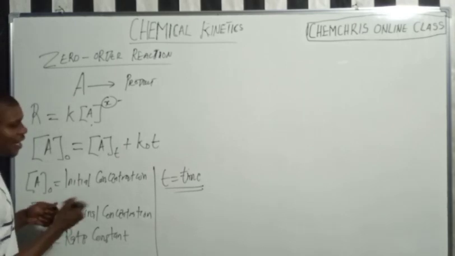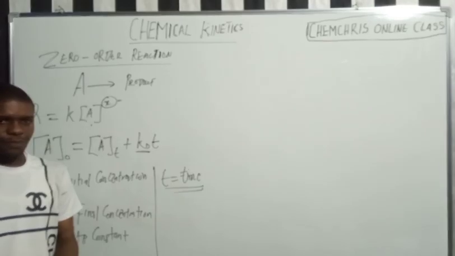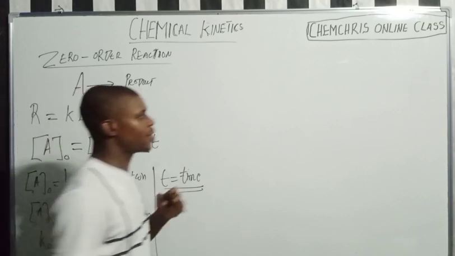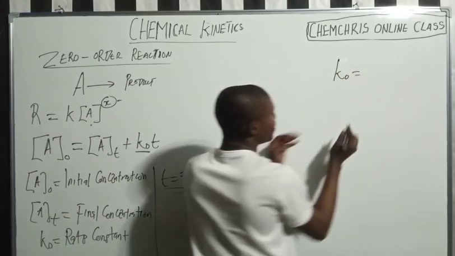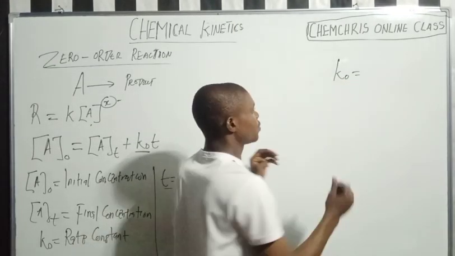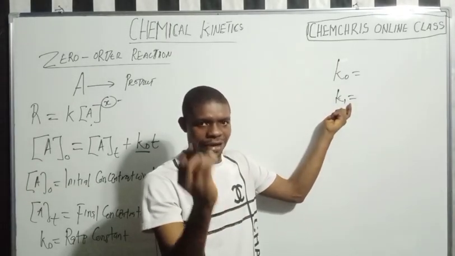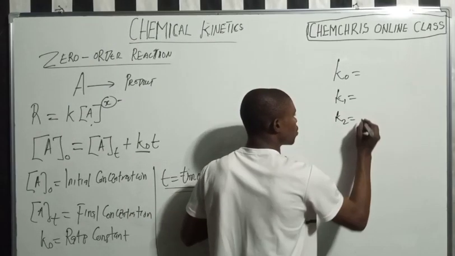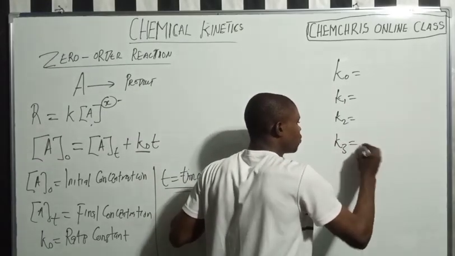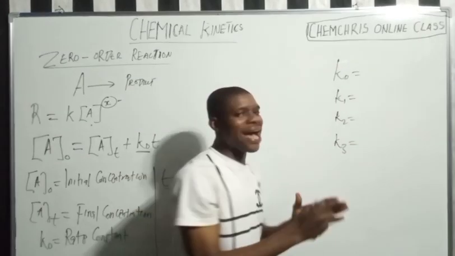Now, before I proceed further here, this one means what? Rate constant for zero order reaction. So remember we're talking about zero order reaction, first order reaction, second order reaction. So K naught means rate constant for zero order reaction. K1 equals rate constant for first order reaction. K2 equals rate constant for second order reaction. And if you also have K3, rate constant for third order reaction.